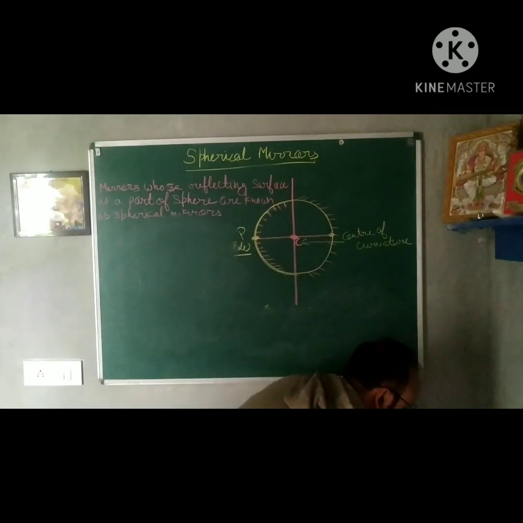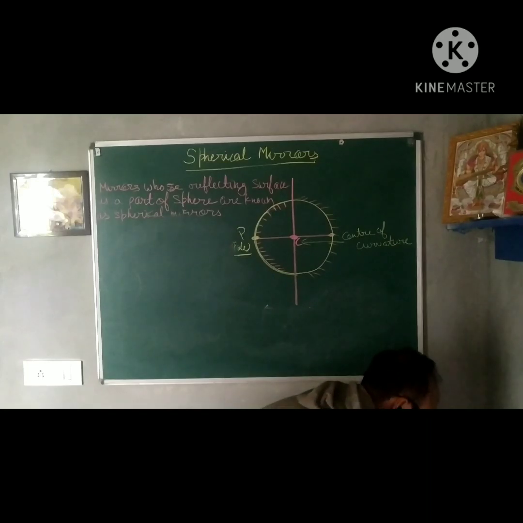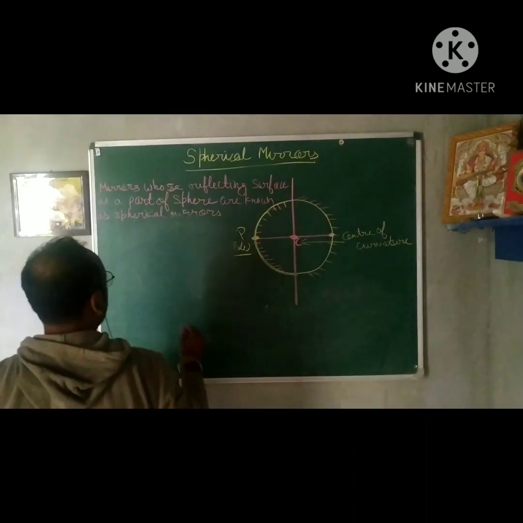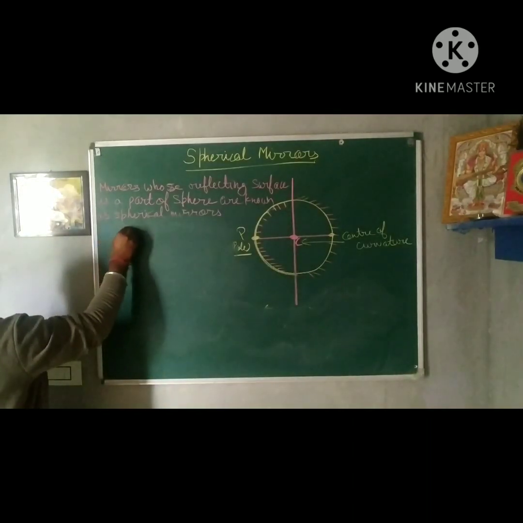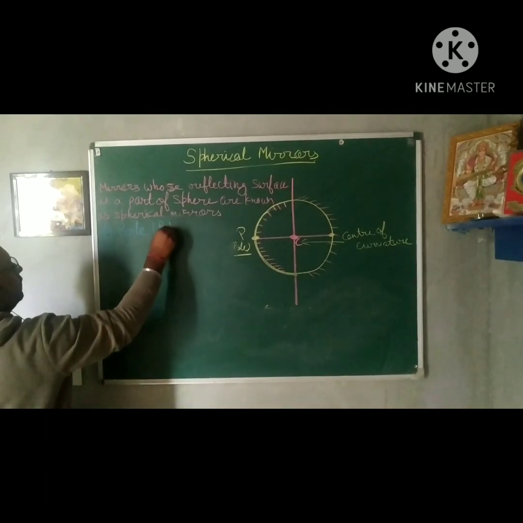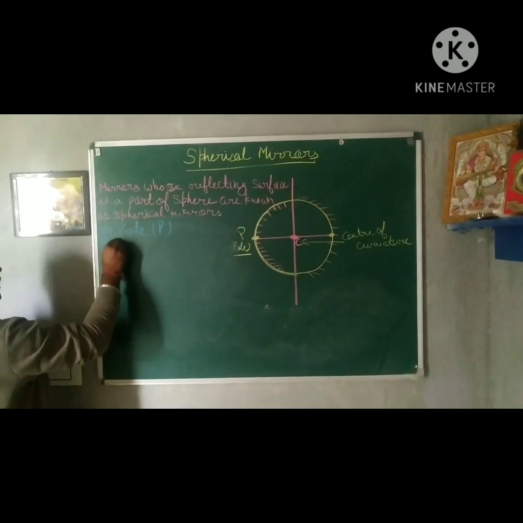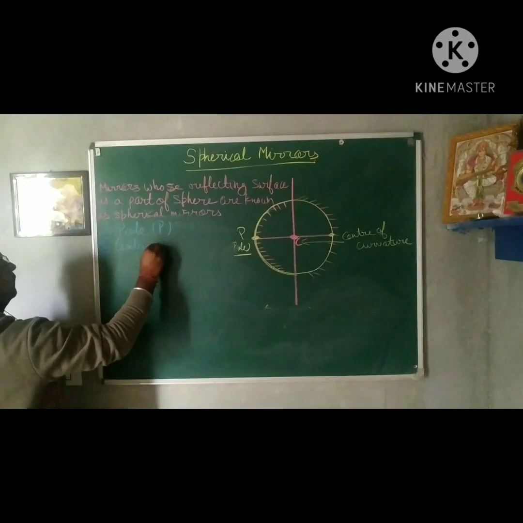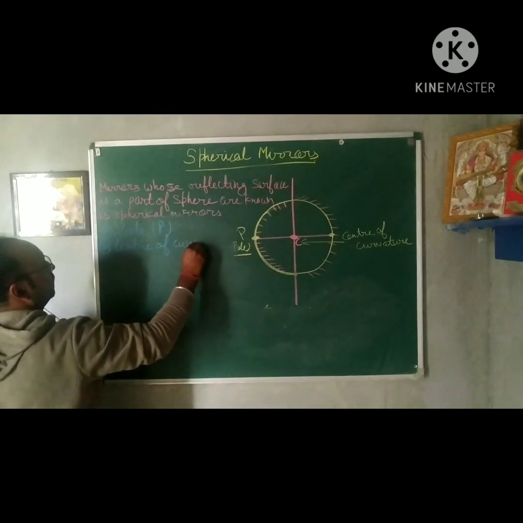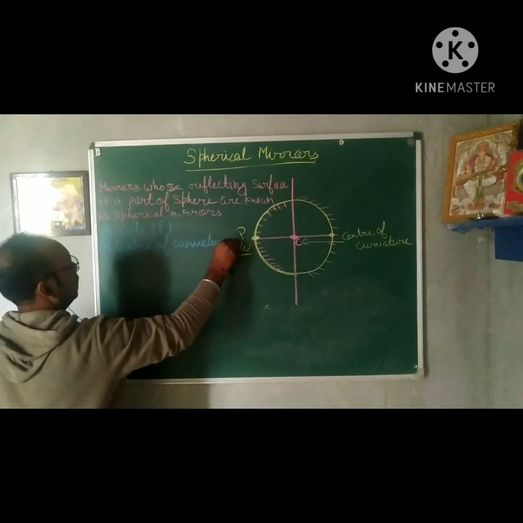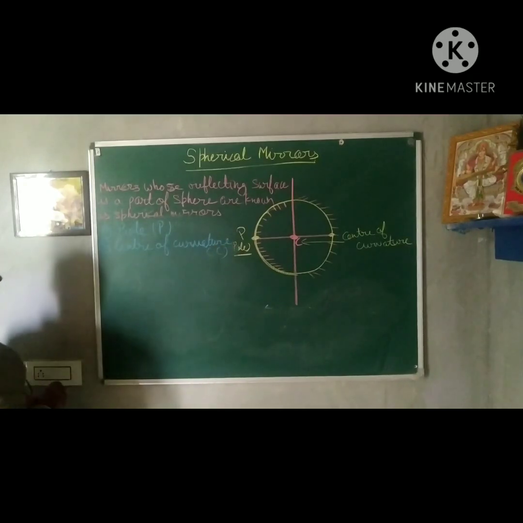So if we come back to this again, first is pole, which we have discussed, that is P. Second is center of curvature, that is C, which we have already discussed.